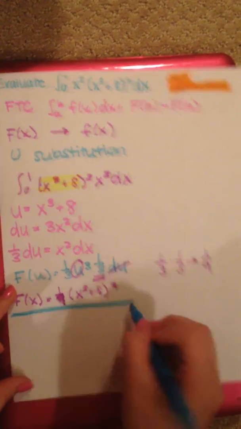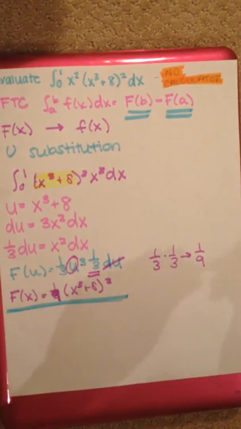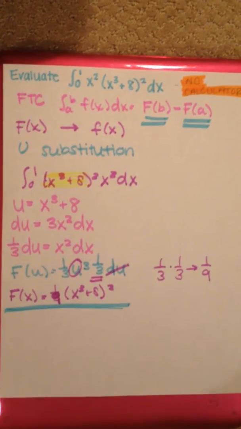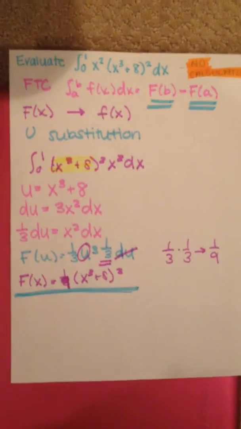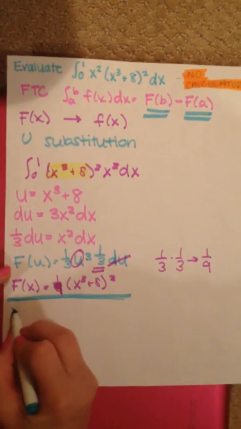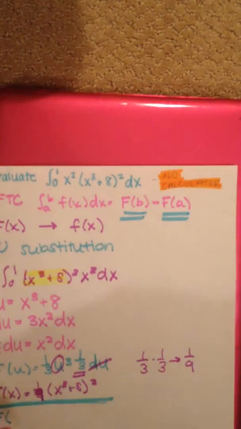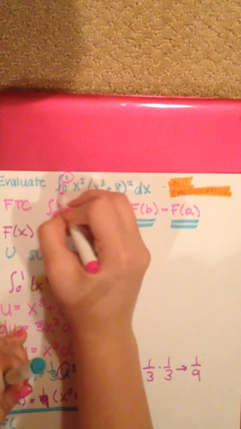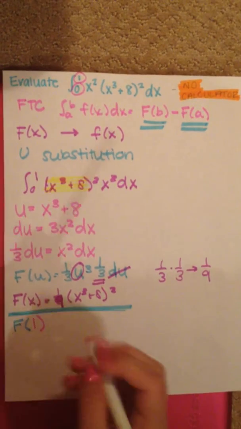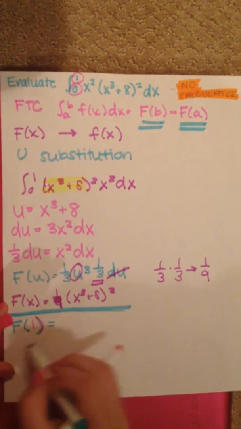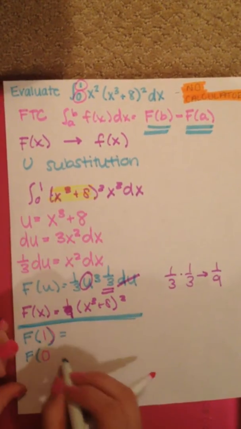you're going to find your F of b and your F of a, so you can use the fundamental theorem of calculus. Now, that's pretty simple. All you really have to do is just plug in your numbers. So b is 1 and a is 0. So F of 1 and F of 0.